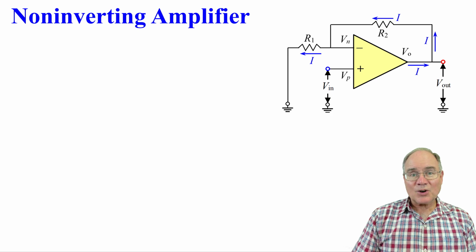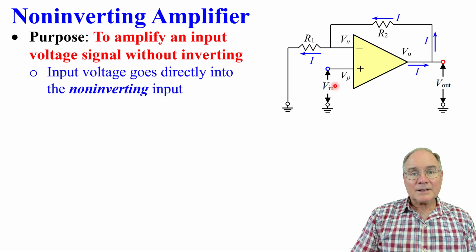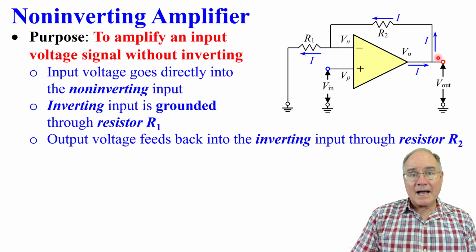The circuit is shown here, and the purpose is to amplify an input voltage without inverting. Here, input voltage goes directly into the non-inverting input. The inverting input is grounded through resistor R1. VO, or Vout, feeds back through resistor R2 into the inverting input. This is the feedback loop.